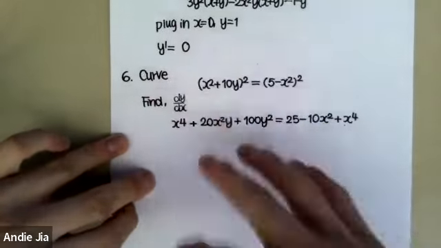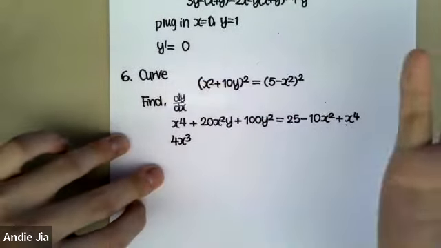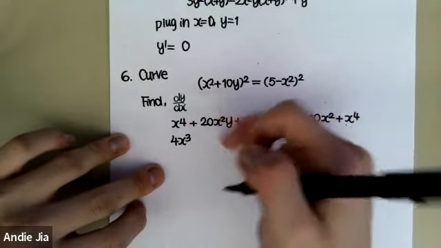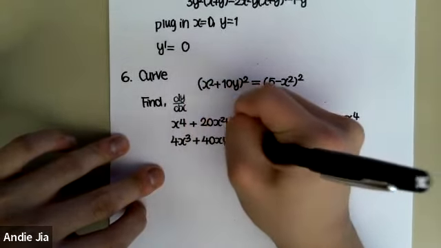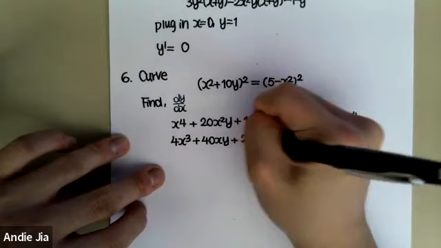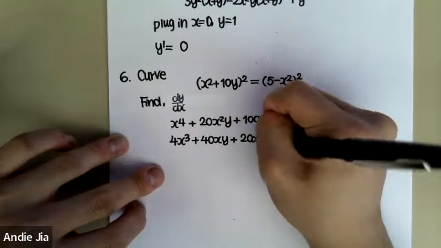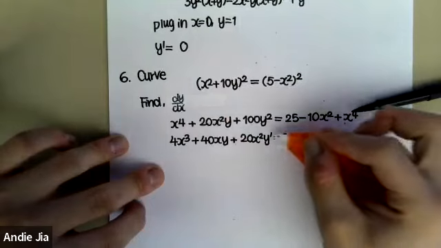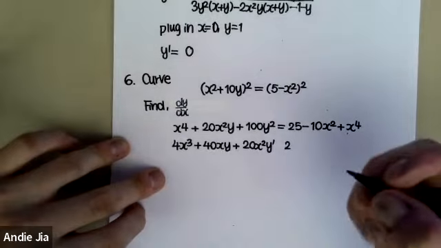I will not write everything. So just going to do 4x cubed because it's d/dx of everything, so I don't need to write out y prime. But this is the thing: if you take the x derivative, it's going to be 40xy. But here it's going to be 20x squared y, and the derivative of y is y prime, and plus 200. Guys, I apologize, there are too many mistakes.